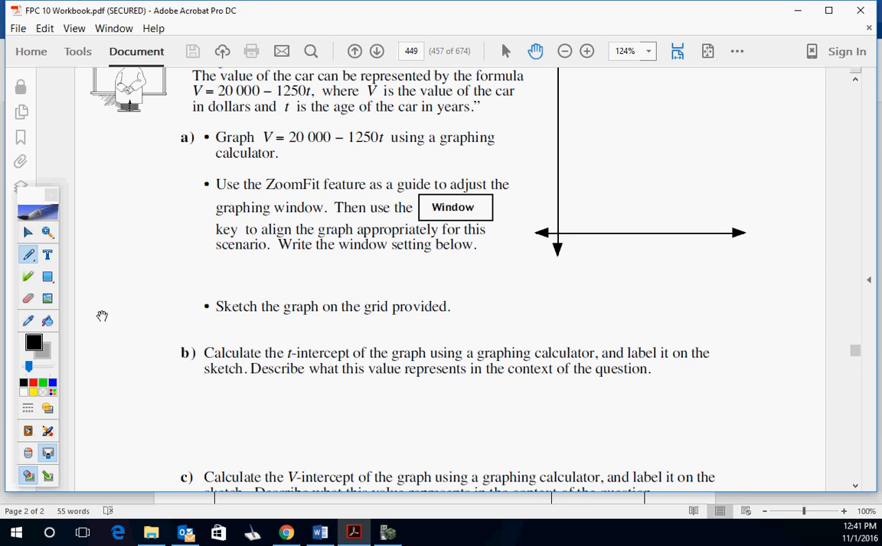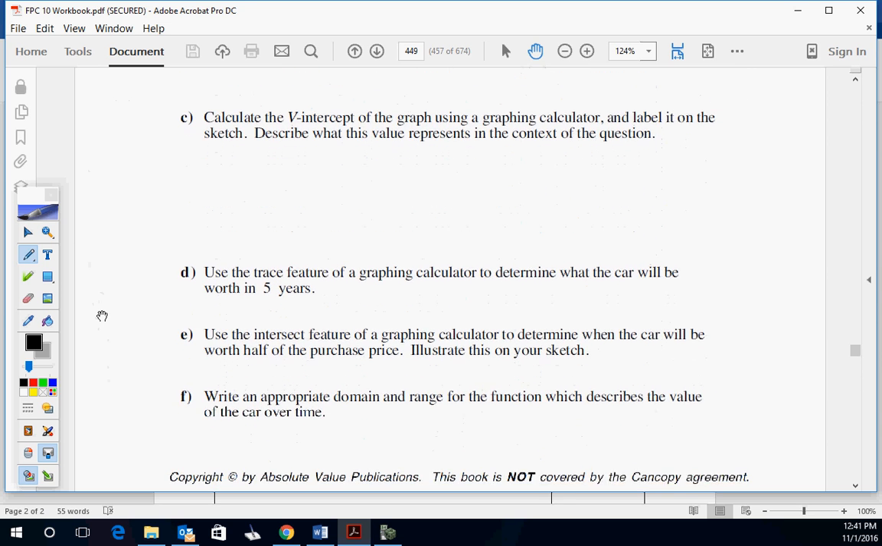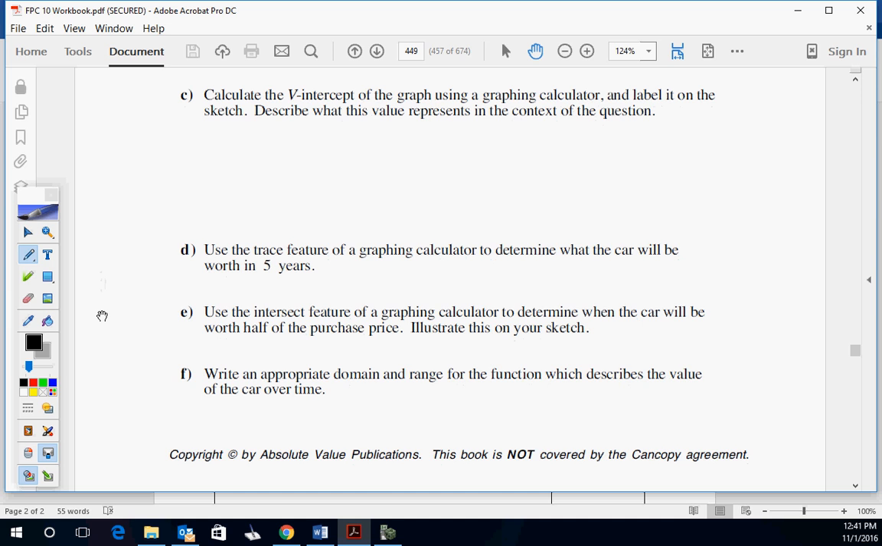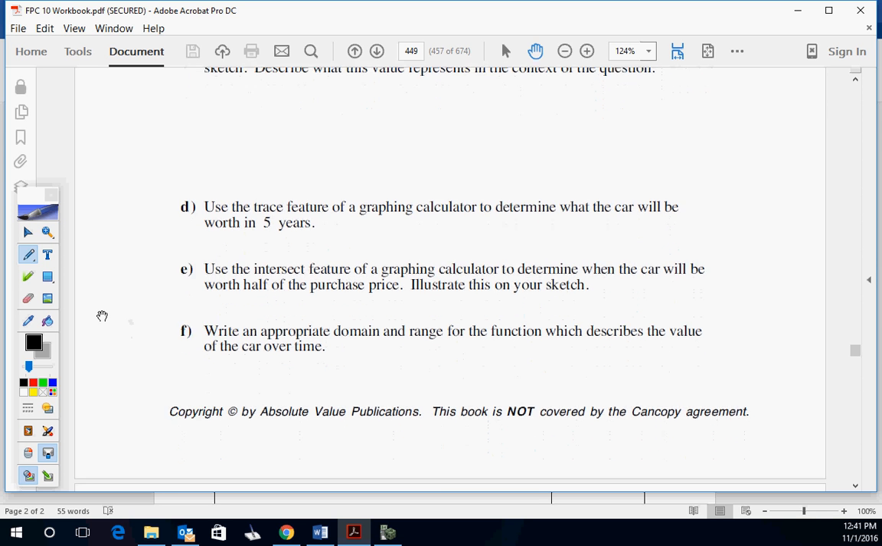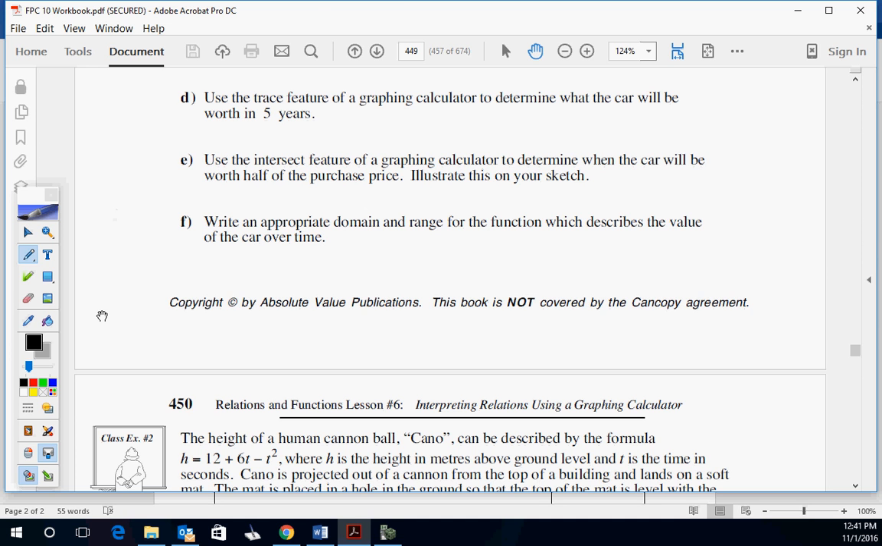Okay. As we keep going here, calculate the v-intercept of the graph using the calculator. All we have to do for that is we just go trace 0. Trace 0, boom, 20,000. That is, like Josie said, that is the cost of the car initially. Okay, are you seeing the applied piece here? Keep looking at it. Use the trace feature of the graph calculator to determine what the car will be worth in 5 years. So in 5 years, trace 5, enter. What do we get?